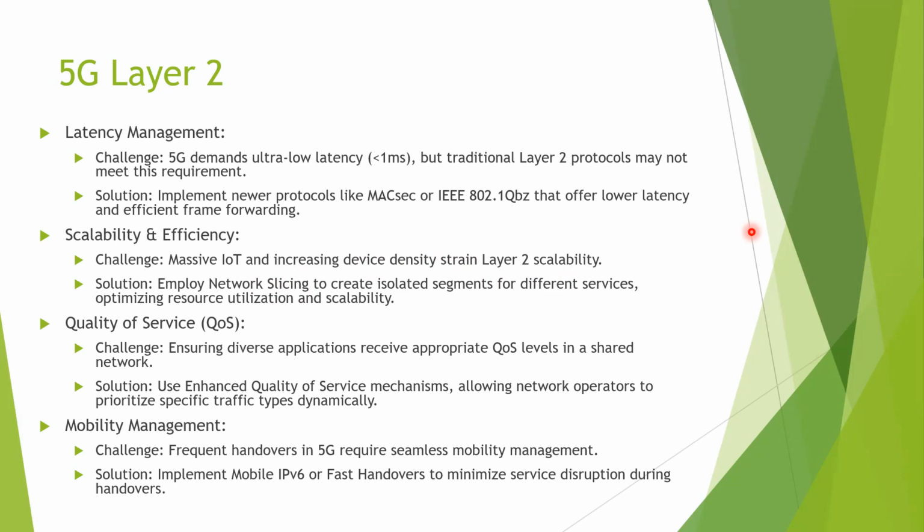Another problem that could come is around QoS. To ensure that the various applications receive the appropriate QoS level across the network. The possible solution might be enhancing the QoS mechanism and allowing network operators to prioritize specific traffic types dynamically.